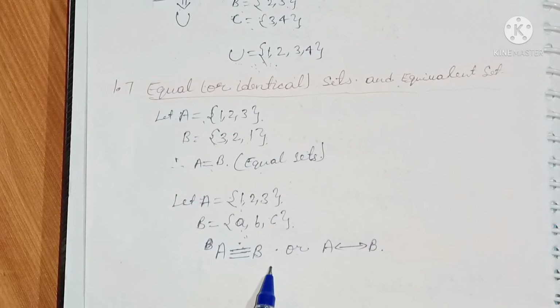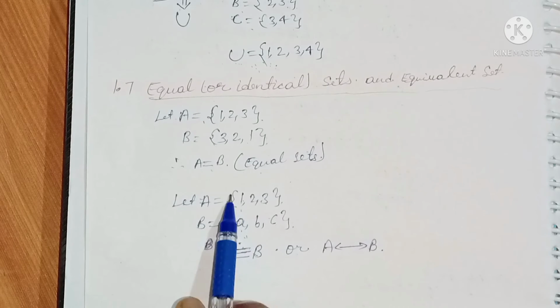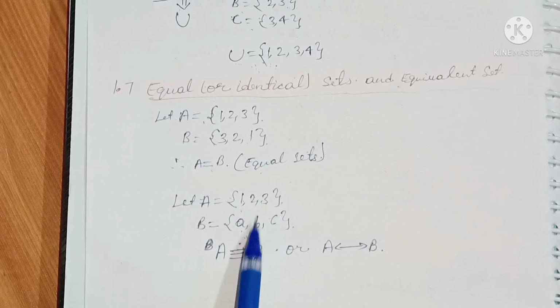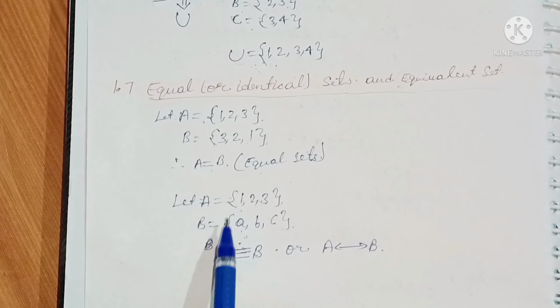In the case of equivalent sets, there should be a one-to-one correspondence. It means the number of elements should be the same. Here 1, 2, 3 are three elements, and in B also three elements A, B, C, so these two are equivalent, not equal, because the individual elements are different. This is the way by which we can denote equivalent sets. We can use these two notations for representing equivalent sets.